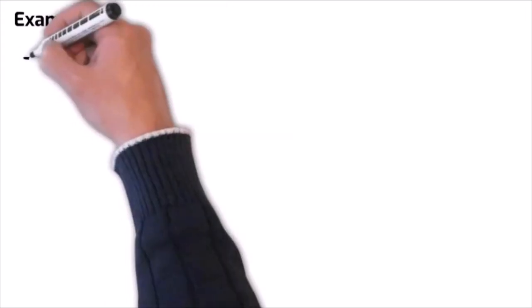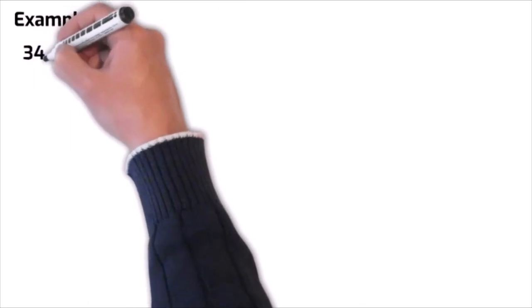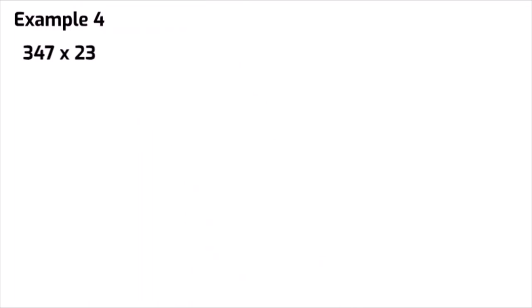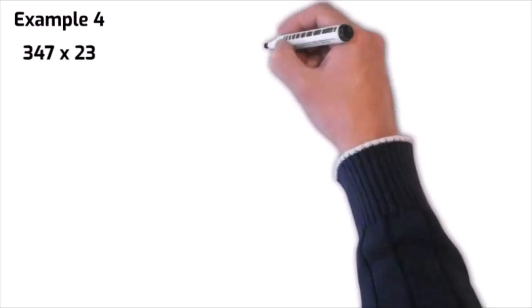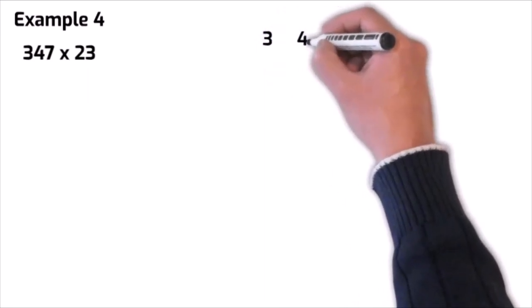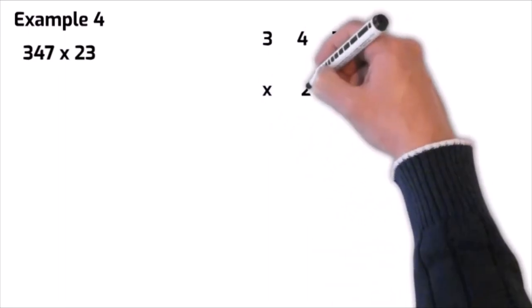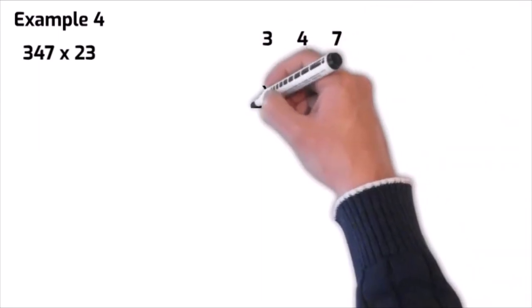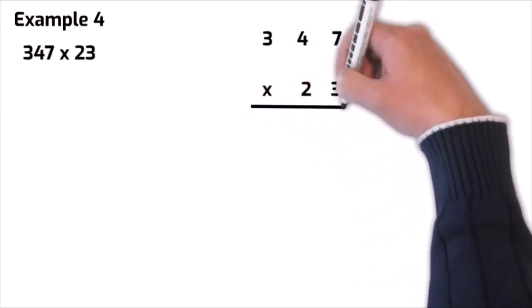Example 4: 347 times 23. First thing first, we need to set up our numbers. 347 times 23. Now we've set up our numbers.